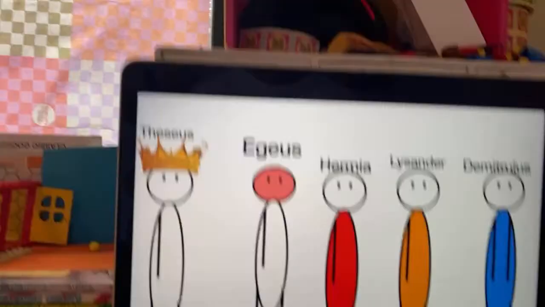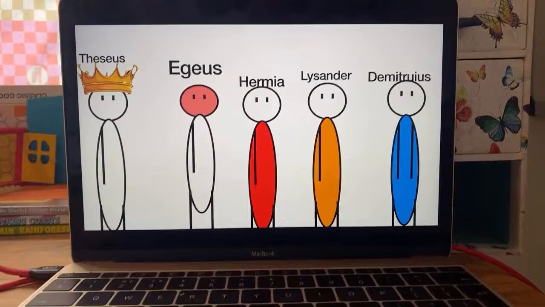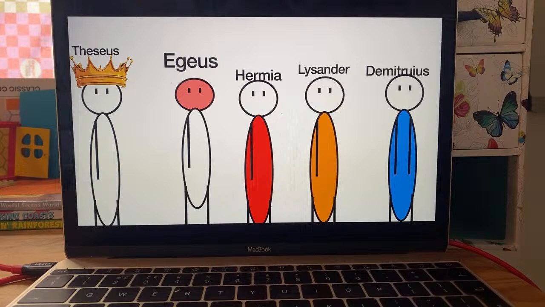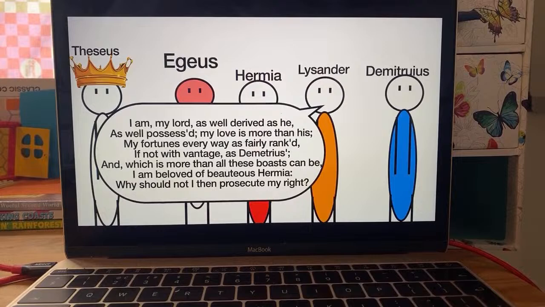So Lysander has a little word. Lysander suddenly gets a little bit full of himself and starts speaking up. He's talking about Demetrius. He's making a case for why he should be the one to marry Hermia. I am, my lord, as well derived as he, as well possessed. My love is more than his. My fortune's every way as fairly ranked, if not with vantage as Demetrius's. And which is more than all these boasts can be? I am beloved of beauteous Hermia. Why should not I then prosecute my rights?